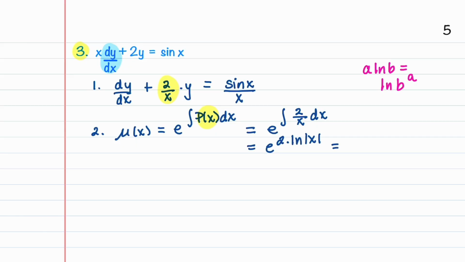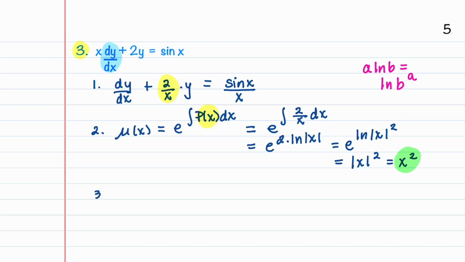So this becomes e to the natural log absolute value x squared. E to the ln of a function is just that function. So we get absolute value of x squared, but because it's squared, we can drop the absolute value and we just get x squared. Let me highlight this because that is our integrating factor.